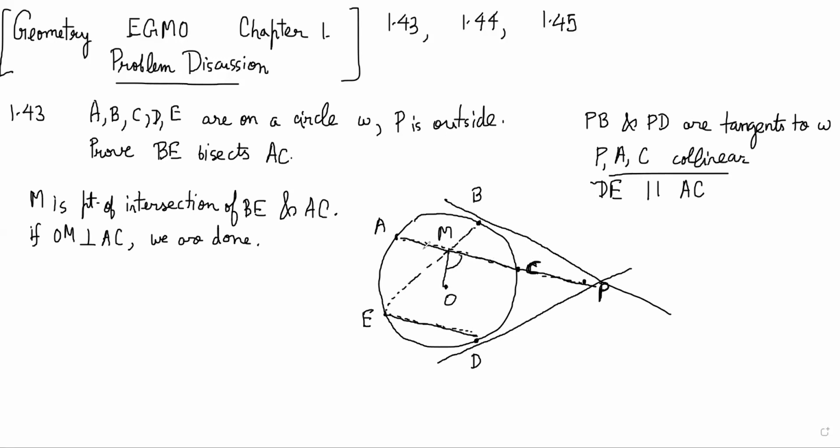We have P, A, C collinear. This is one line. These are tangents from here, so we know for sure that these angles are 90: PBO is equal to PDO, which is equal to 90 degrees.